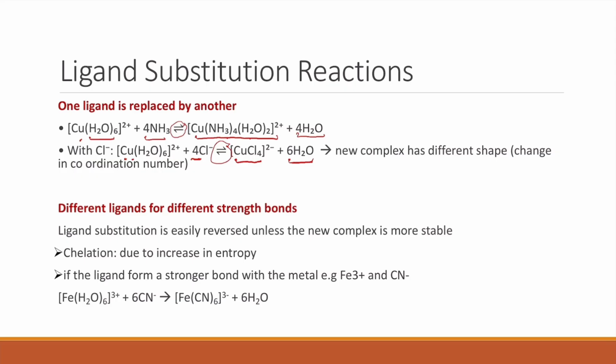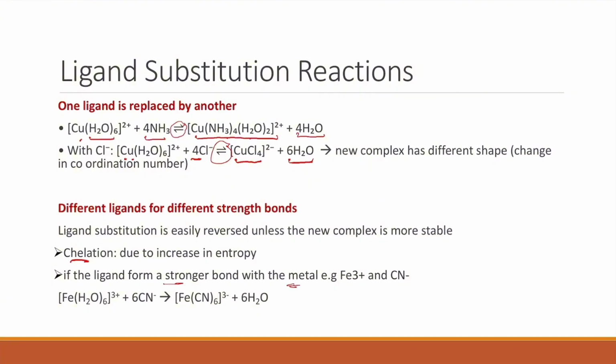However, sometimes the new complex that is formed is more stable than the previous one. And this could be because of one of two things. The first thing is the chelation effect. Chelation here is when bidentate, as we said, or multidentate ligands substitute monodentate ligands. And then there will be a more stable complex because there is an increase in the entropy of the system, because there are more particles as products. Or it could be the case of the ligand forming a stronger bond with the metal.